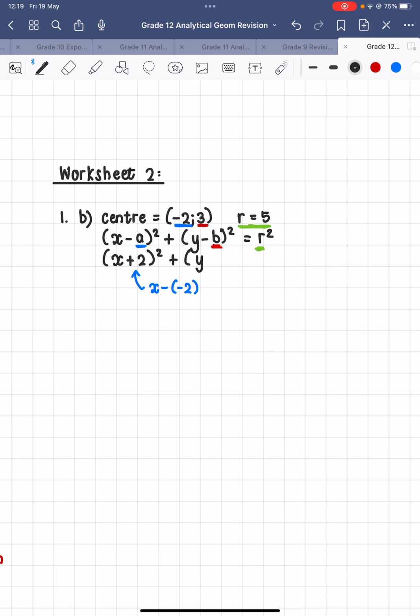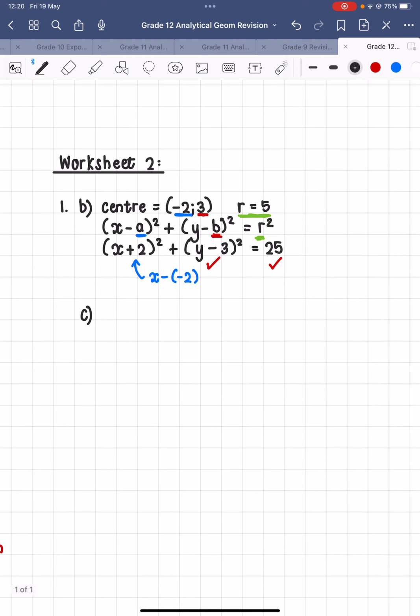Plus y minus, what's the y value of the center? 3. Y minus 3 squared is equal to 25. You can write 5 squared, but then you have to go one step further and actually write 25. Okay, you're not allowed to leave it as 5 squared. Okay, 2 marks. 1 mark for each side of this equation. Okay, an easy 2 marks. All you had to do was put those 2 values in and square 5. Okay.